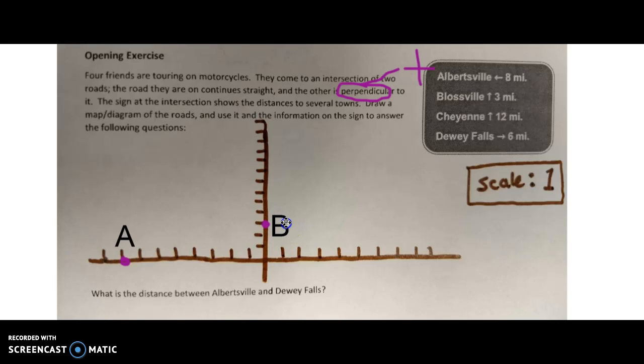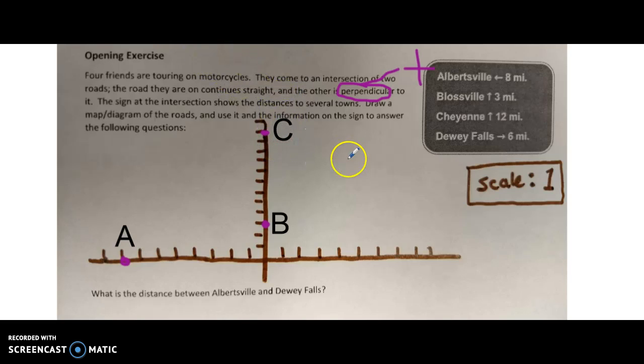Next, I'm going to Cheyenne. Cheyenne is 12 miles from my intersection. So I count 1, 2, 3, 4, 5, 6, 7, 8, 9, 10, 11, 12. So I draw my dot. I write C for Cheyenne.